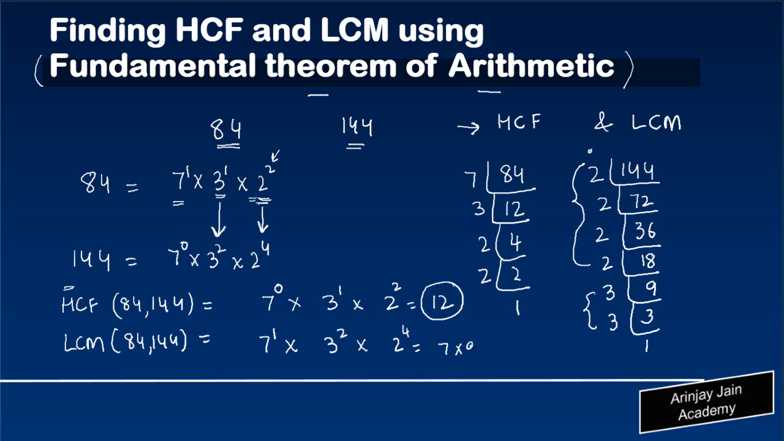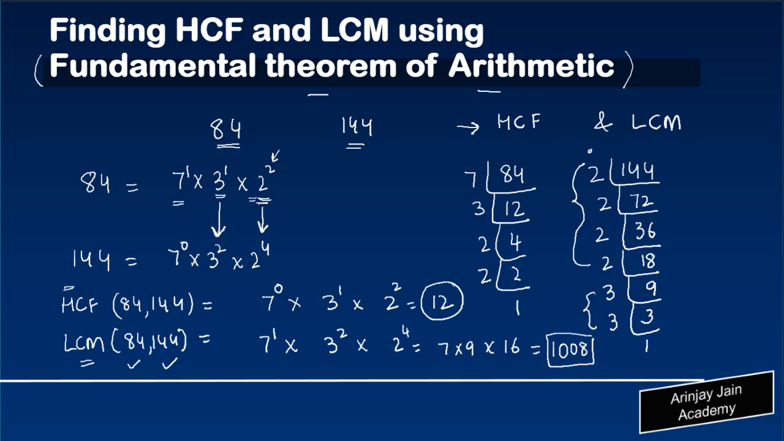So this gives me 7 times 9 times 2 to the power 4, which is 16. And the answer to this is 1008. So 1008 is the least common multiple of 84 and 144.